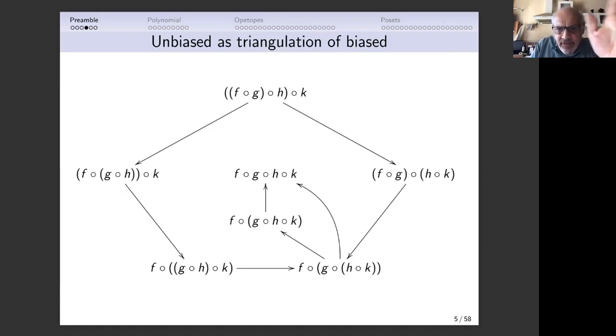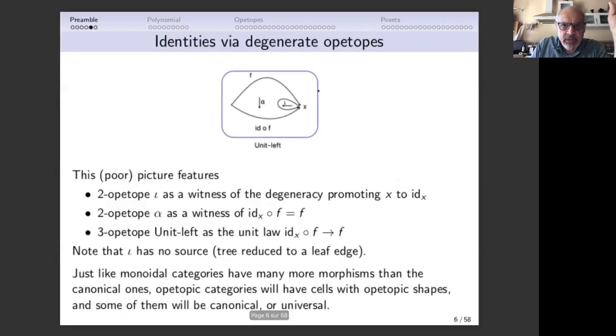Okay, so that's the flavor of opetopes. And so far I spoke only about composition, but now I want also to speak a little bit about identities. So how do you picture identities with opetopes? So here is a picture. Here I want to feature the identity over object X.